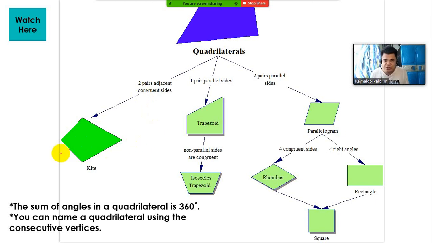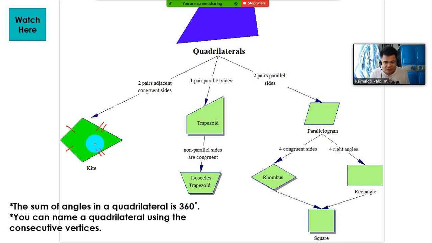Just like what you are seeing here, these two sides are congruent and adjacent. It means they are consecutive sides. And then these sides are also congruent and consecutive sides. That's why it's unique for a kite. So a kite is a type of quadrilateral wherein there are two pairs of adjacent congruent sides. That's what you have to remember when we are dealing with kites.